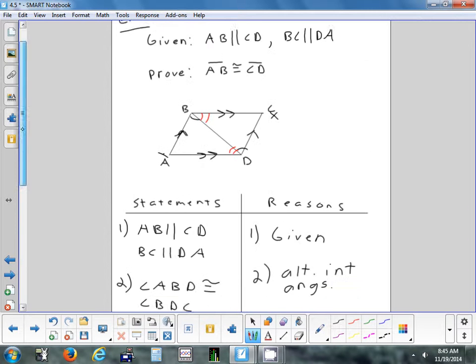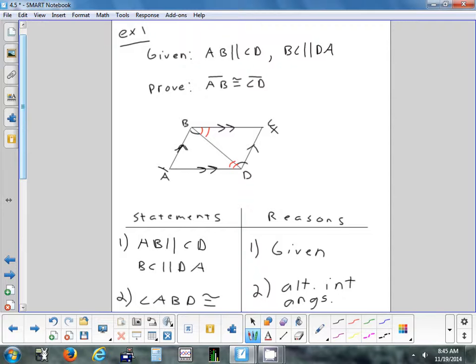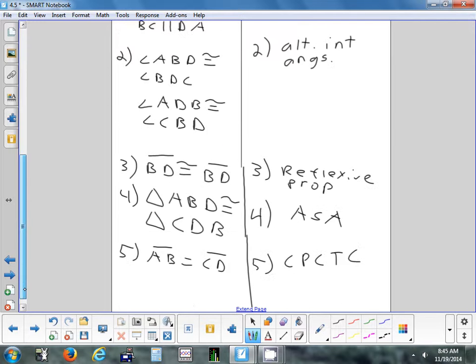Okay, and you could do that with, instead of just AB and CD, you could have done it with the top and the bottom side. Same reason. You could have done angle A and angle C. Could have proved those congruent now. Same reason again, CPCTC. Those are all corresponding parts of congruent triangles.